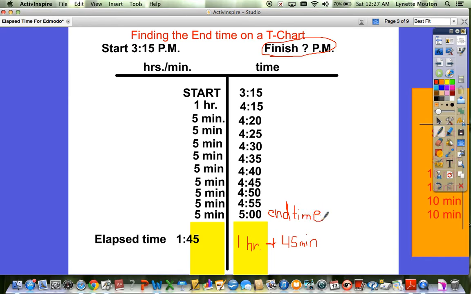Now let's go back and just double check to make sure we went that 1 hour and 45 minutes. There's our 1 hour, and count them again: 5, 10, 15, 20, 25, 30, 35, 40, 45 minutes. So 1 hour and 45 minutes has gone by. That's our elapsed time, and we have discovered our finish time is 5 o'clock. Always keeping in mind AM and PM, just in case we cross over that AM PM line.